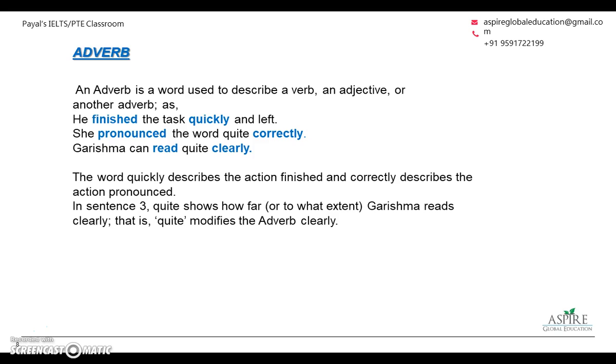So my word quickly is an adverb. She pronounced the word quite correctly. How did she pronounce the word? Quite correctly. So Garishma can read quite clearly. How can she read? Quite clearly. So my word clearly is an adverb, correctly is an adverb. Okay, and the word quite modifies the adverb clearly, which means it describes the adverb even more. So even the word quite is also an adverb.